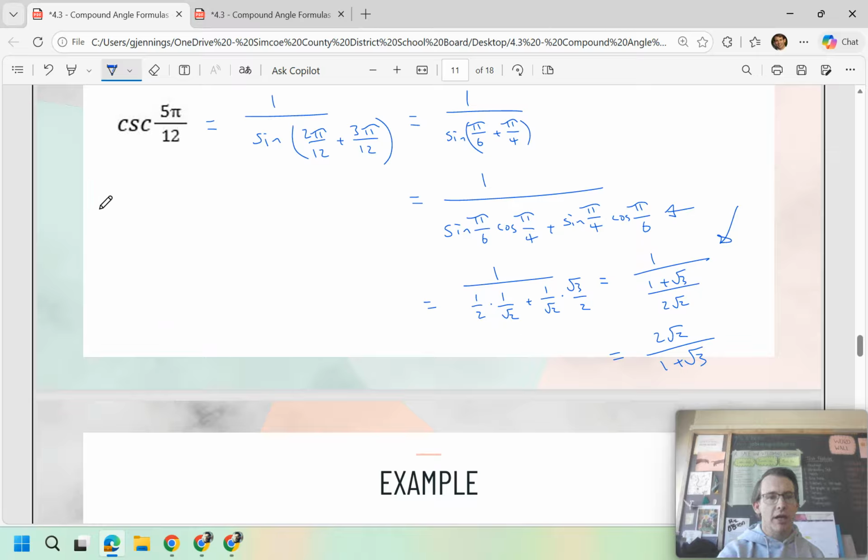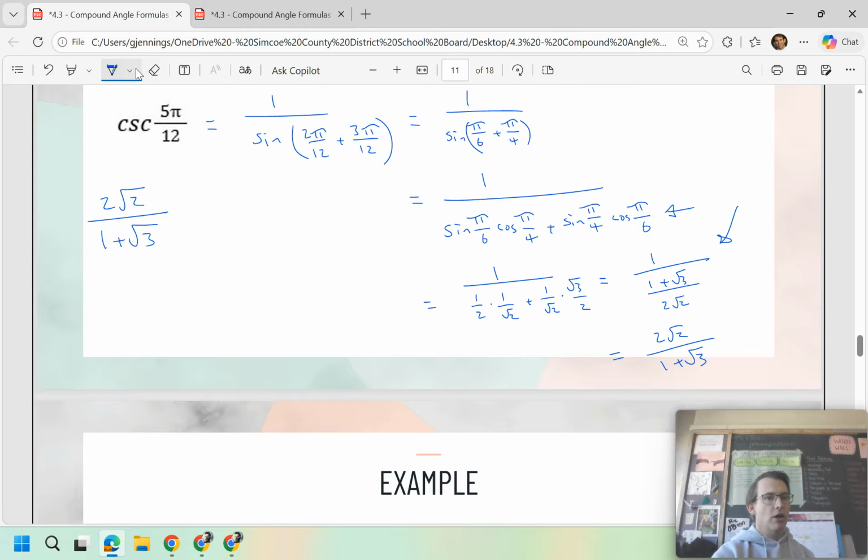Now, supposing I got to 2 root 2 over 1 plus root 3, what do I do if I want to have a rationalized denominator? Multiply top and bottom by root 3? Do you want to try it and see that it doesn't work, or do you want me to just tell you it doesn't work? Just tell me. Doesn't work that way. How do I rationalize the denominator in this case? I multiply top and bottom by 1 something root 3.